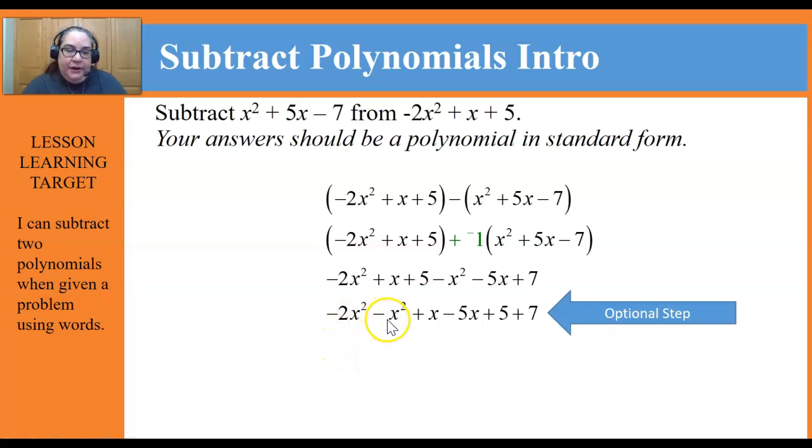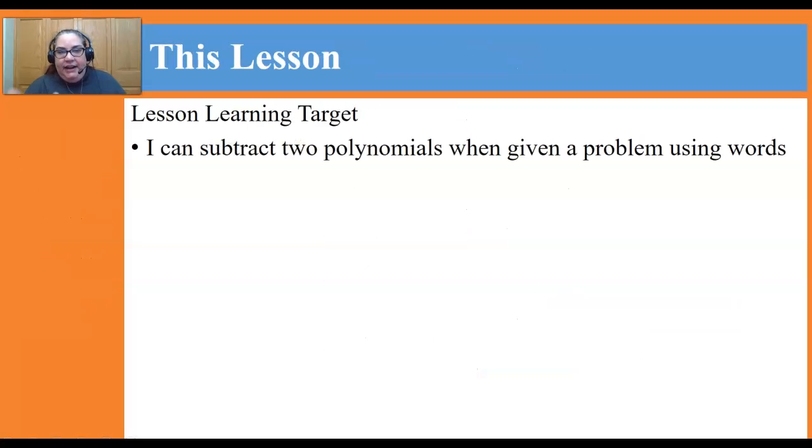So negative 2x squared minus x squared is going to be negative 3x squared. You have a positive x and negative 5x, that's negative 4x. And then our 5 plus 7 is going to be 12. So we have negative 3x squared minus 4x plus 12. That's how you solve the problem. So you need to be very careful with your vocabulary when you see that from. We know it's a subtraction problem, but pay close attention to which polynomial is going to go first and which polynomial is going second. So hopefully that example helped illustrate how you subtract two polynomials when given a problem using words.